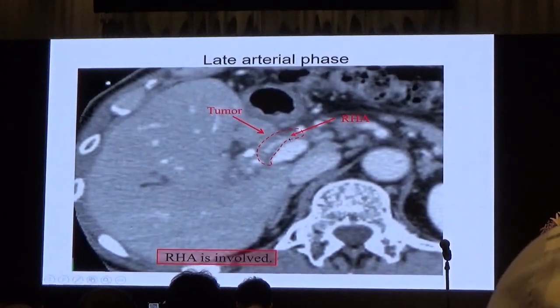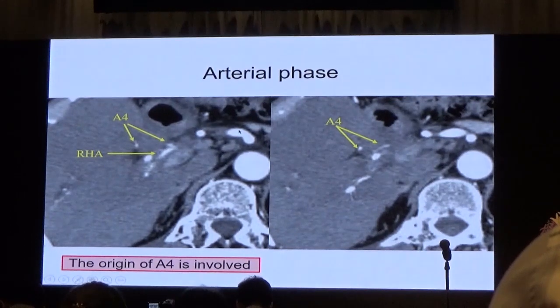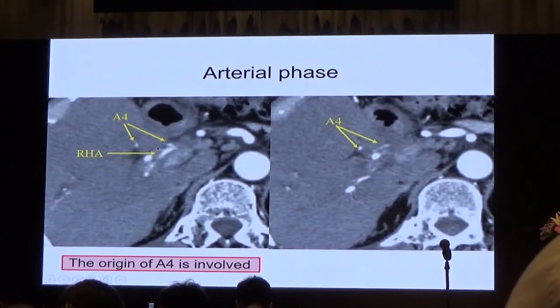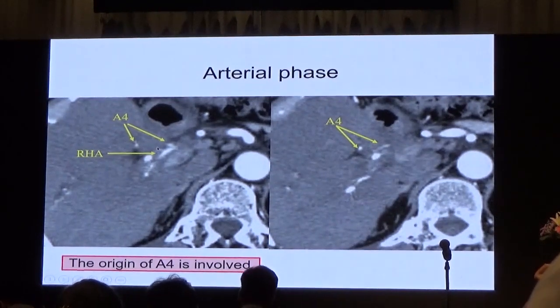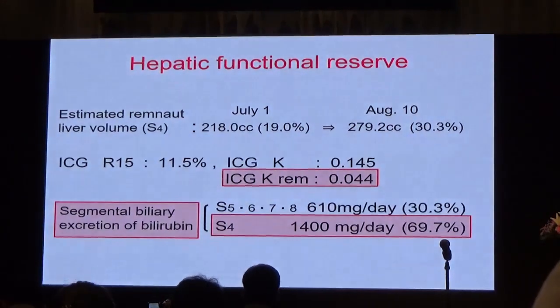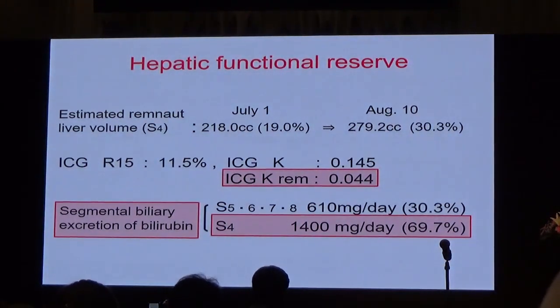However, the right hepatic artery is involved here, and the left medial branch of the hepatic artery is also involved. Very difficult case. And the ICG K value gradually improved after right portal vein embolization.